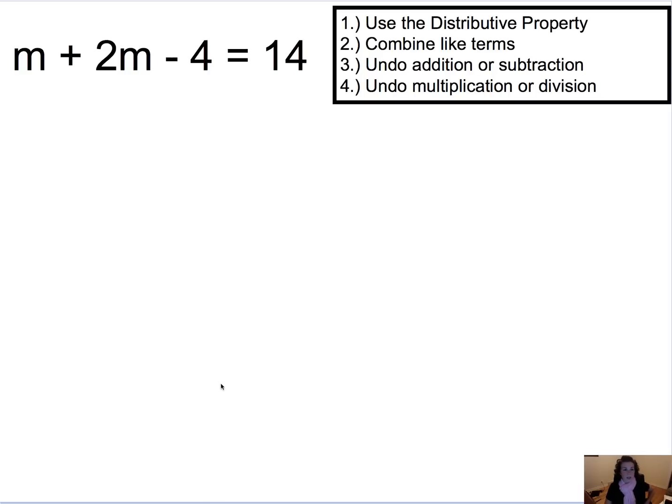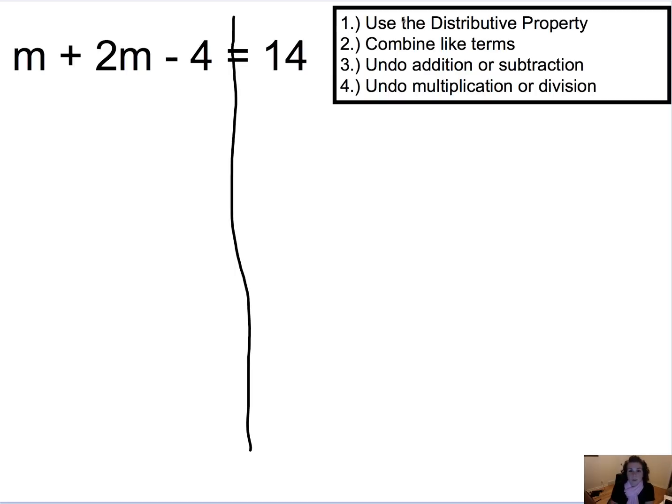Write this first one down. m plus 2m minus 4 equals 14. I've got our 4 steps in the corner here to follow along. And remember the equal sign separates the 2 sides, so separate your 2 sides. What I want to point out with these 4 steps is that you might not always use every step. So it's implied that you only do step 1 if necessary. You only do step 2 if necessary, and so on and so forth.